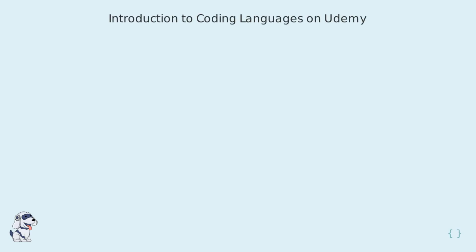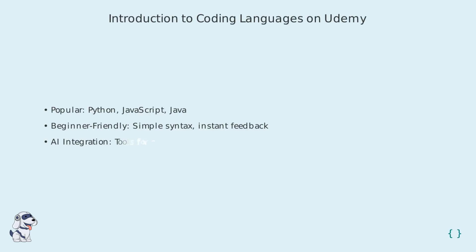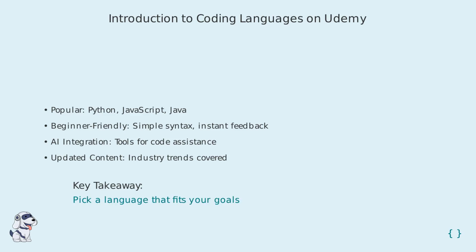Welcome to the overview of Udemy's coding courses. Udemy features popular languages like Python, JavaScript, and Java. Courses are designed with beginners in mind, using simple syntax and instant feedback. Many include AI-powered assistants to support your learning. Top-rated classes stay up to date with industry trends.